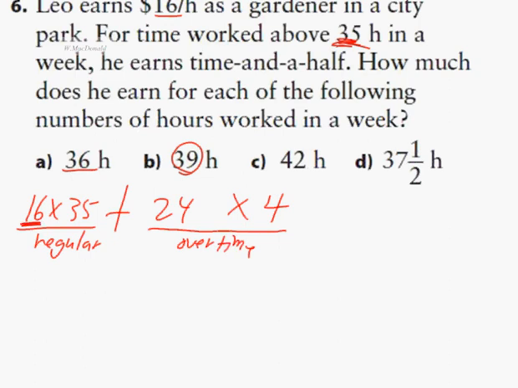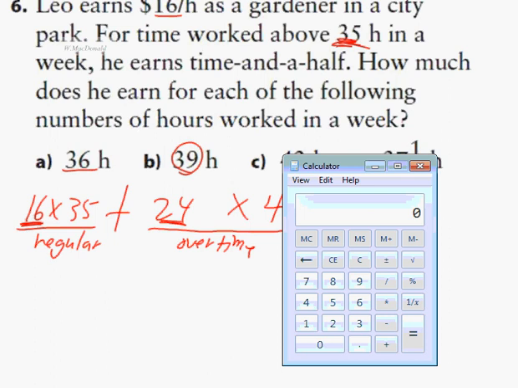Here he makes 16 bucks an hour, and for every hour of overtime he makes $24 an hour. So 16 times 35, I got a memory like a bean sprout, we just did that. So 16 times 35 is $560 for his regular wages, and then 24 times 4 is $96 for his overtime. So altogether, he would have $654 in money for working a 39-hour week.